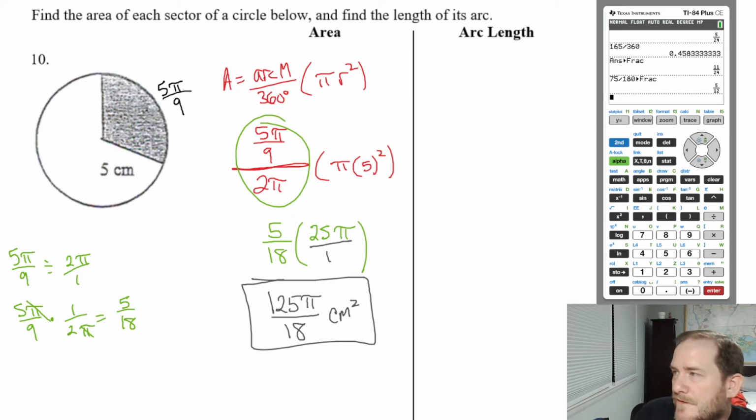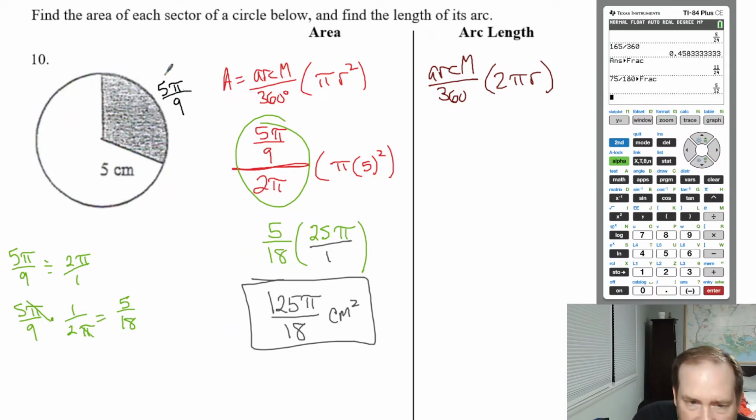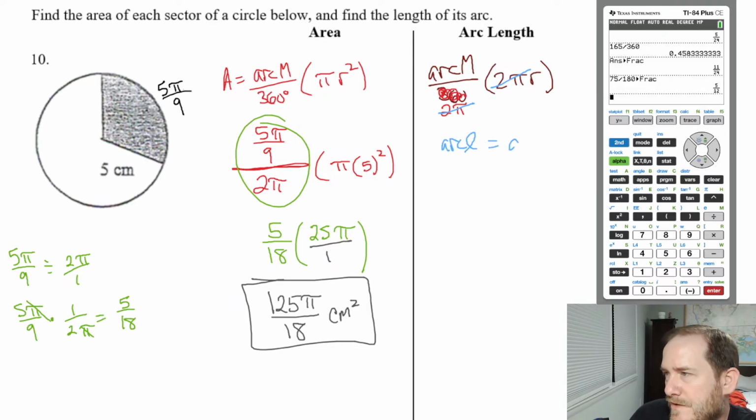That's that. Now for arc length, I do want to show you a little something. It would normally have been arc measure over 360 times the circumference, which is 2 pi r. But then if radians are coming into play, then there is no 360. There's 2 pi instead. At which point you realize pretty quickly that this 2 pi and this 2 pi would actually cancel out, leaving us with just an arc length that equals the arc measure multiplied by the radius.